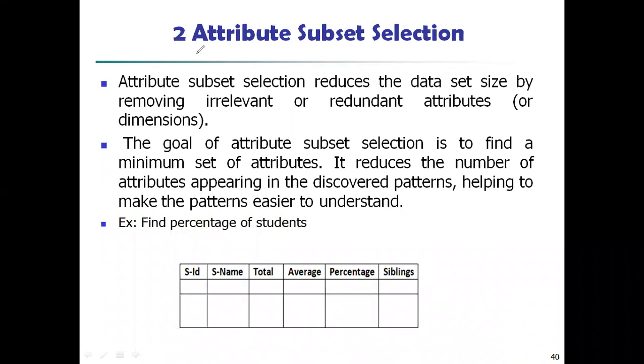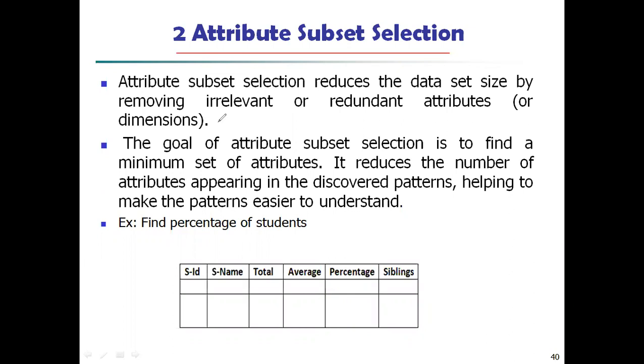Okay, now we are in data reduction. The second strategy of data reduction is attribute subset selection. Here we are going to select a few attributes from a set of attributes. In this concept, we choose a few attributes among the multiple attributes. This is one kind of reduction of the table or data.